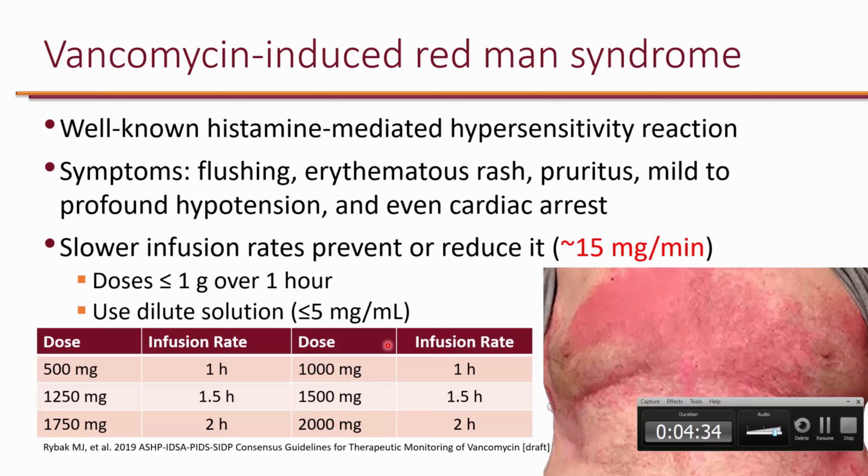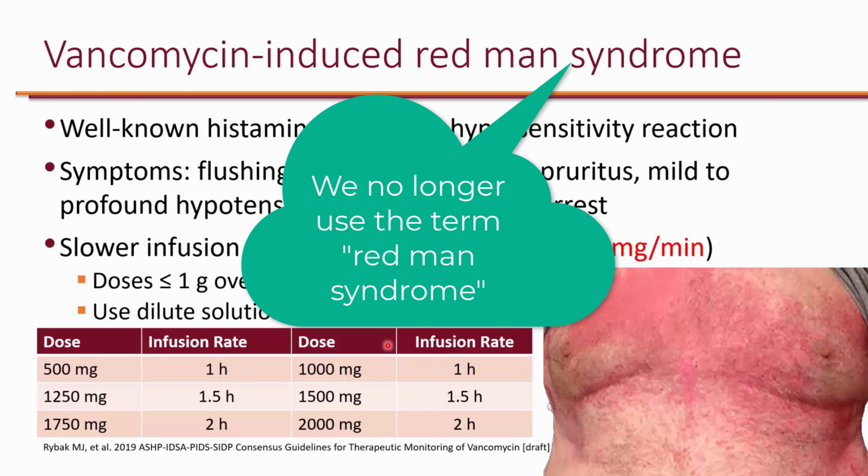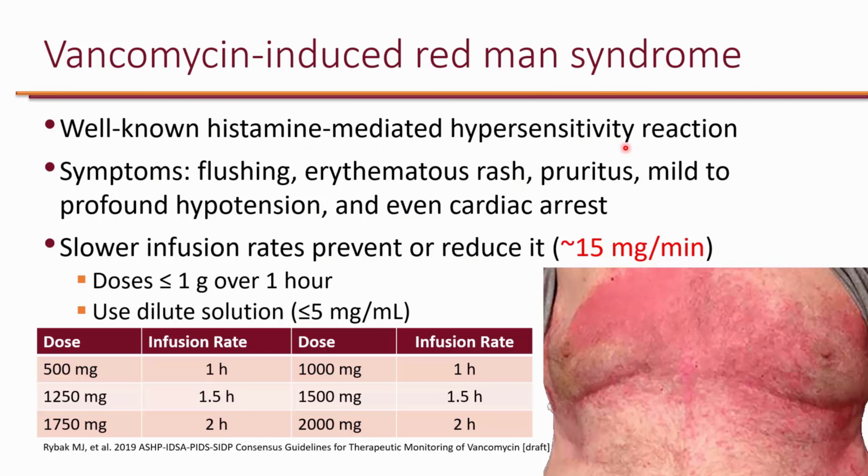And the most common infusion-related reaction is Redman syndrome. So Redman syndrome is histamine-mediated hypersensitivity. As you can see in this picture, it actually causes flushing and erythematous rash. It causes some pruritus, and sometimes mild to profound hypotension, including even cardiac arrest, which is not as common. And this can be avoided if you slow the infusion rate, typically to about 15 milligram per minute.